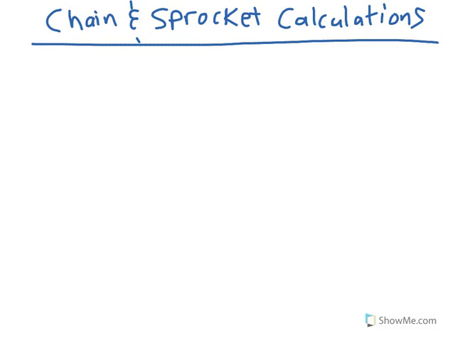Chain and sprocket calculations. I'm just going to do a simple problem here to give you an example of this. Same concept as belt and pulley, same concept as a gear train. An industrial overhead door has a chain and sprocket system designed to reduce the force needed by an operator to open and close the door.